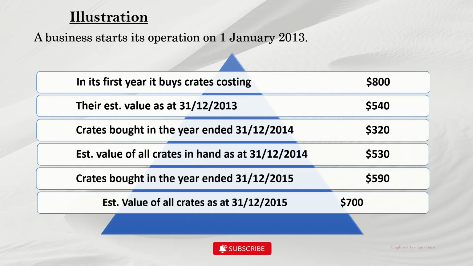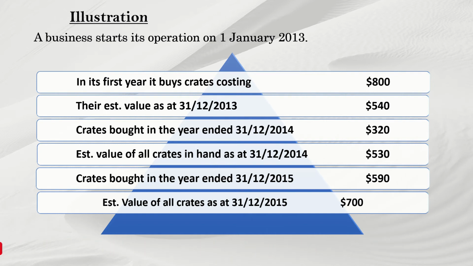And then we also have the estimated value of all crates in hand as at 31st December 2014, which is $530. So that tells you, because you can see here it is indicated as estimated value. Remember, when I was explaining the revaluation method, I mentioned that we look at the price that the asset can fetch for us in the business, if it can be sold as at the period that is being talked about.